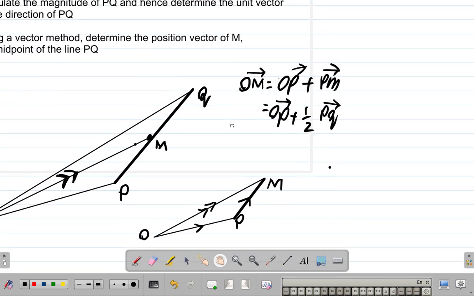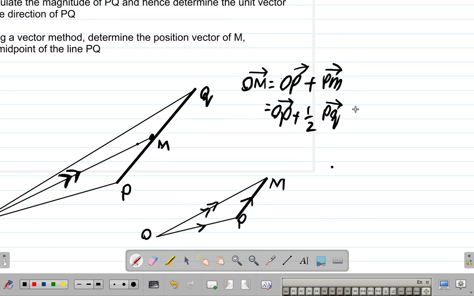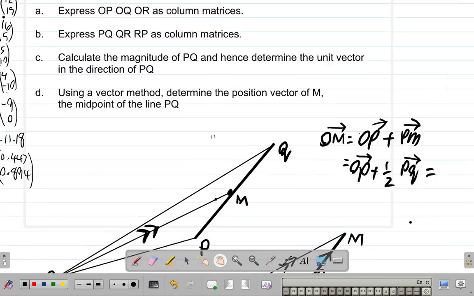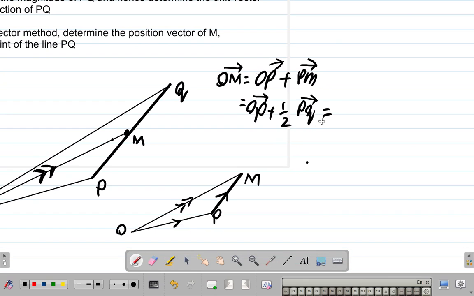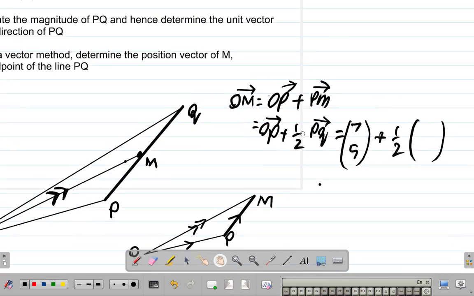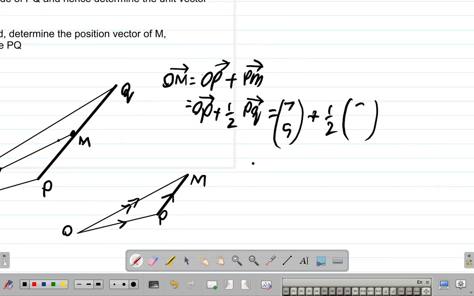Now, what was OP? OP was 7,5. So we have 7,5 plus half PQ. And PQ was what again? PQ was 5,10. Half of 5,10. You can see that. Alright?